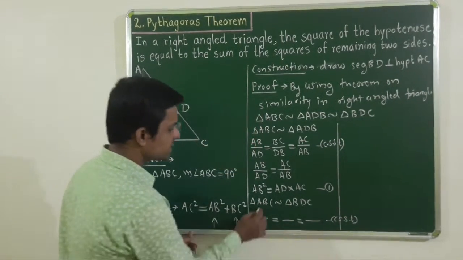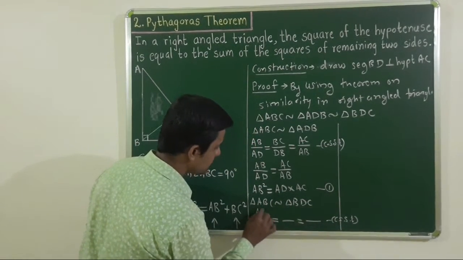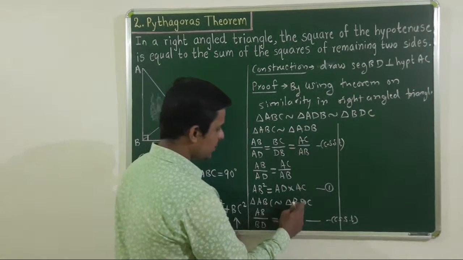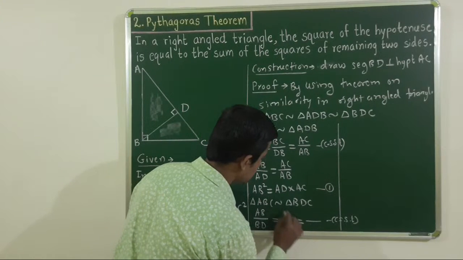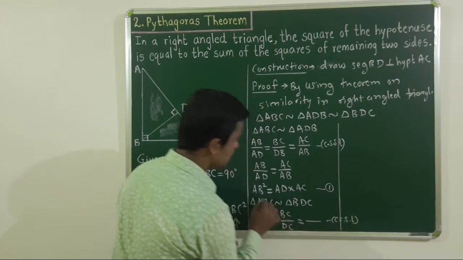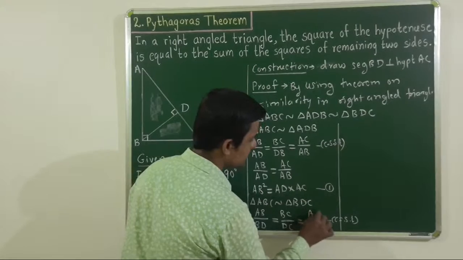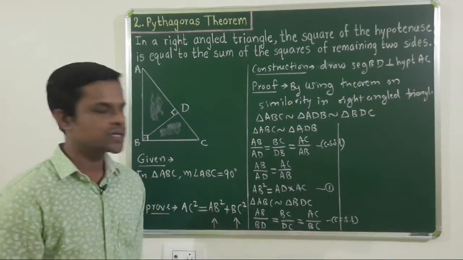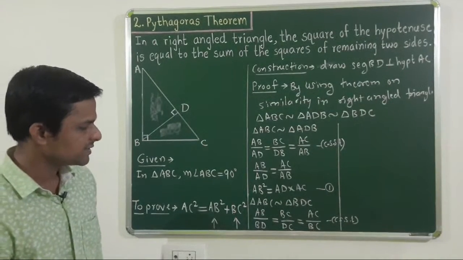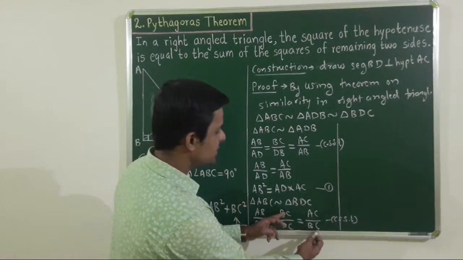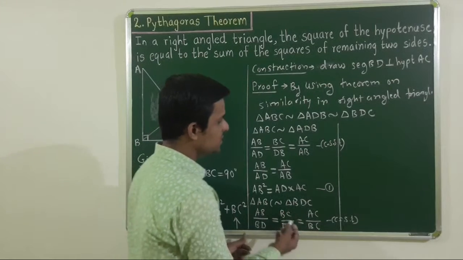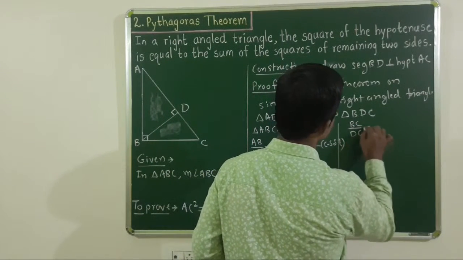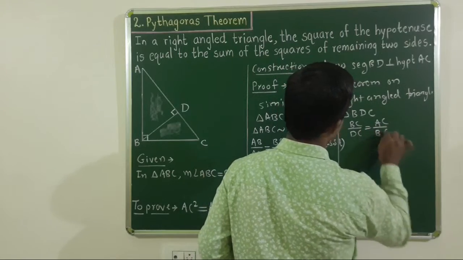Now corresponding sides are AB upon BD is equal to BC upon DC is equal to AC upon BC. Now again, out of these three ratios, we will choose two ratios containing one side as common, and that is nothing but BC. Taking these two ratios together, BC upon DC is equal to AC upon BC.